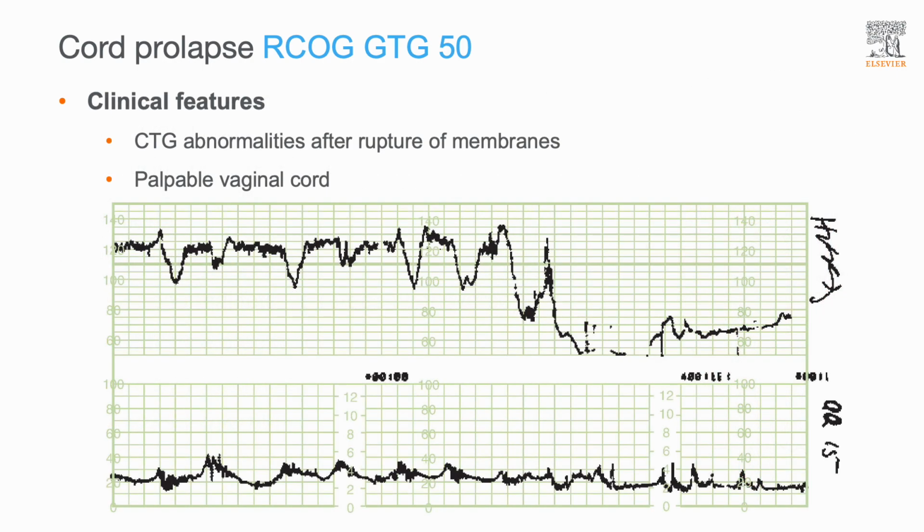Features suggestive of an umbilical cord prolapse is any abnormality in the CTG trace after the rupture of the fetal membranes and a palpable vaginal cord. In this case, we can see a CTG trace with deterioration of the fetal status, with development of fetal bradycardia and late decelerations, which is suggestive of fetal distress.